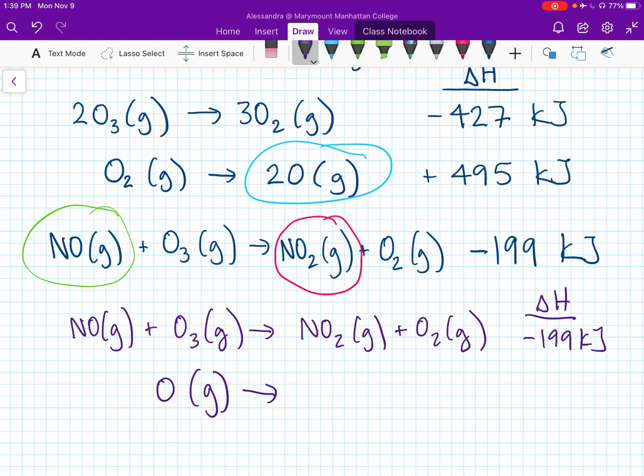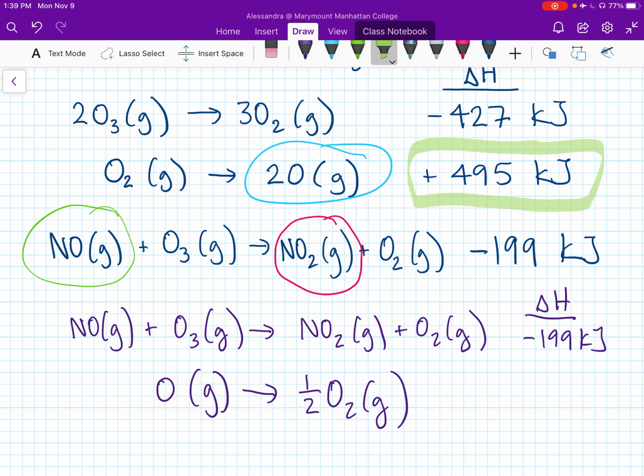And if I divide it by 2, that means I'm going to have half an oxygen. Now, here, I'm going to have to take this number and divide it by 2 and also change the sign, because in reversing the reaction, I have to change the sign of the delta H. And in dividing the reaction by 2, I also need to divide the delta H by 2. So that's going to be minus 495 divided by 2 kilojoules.